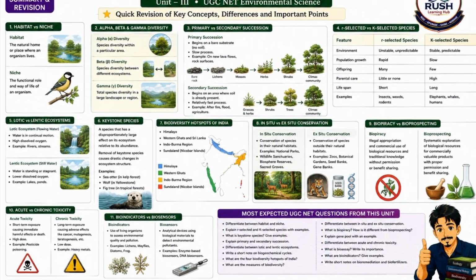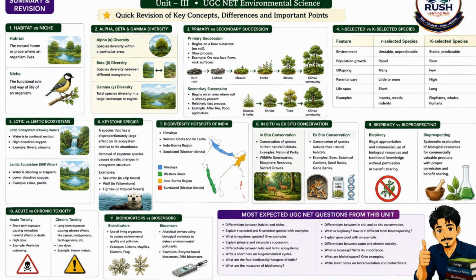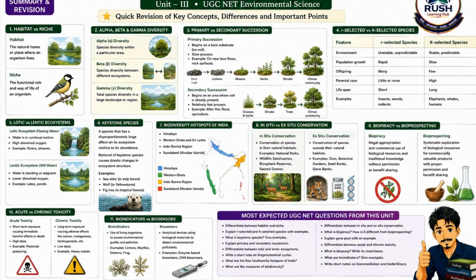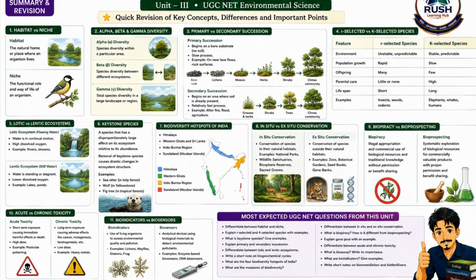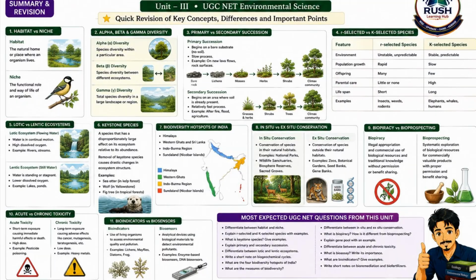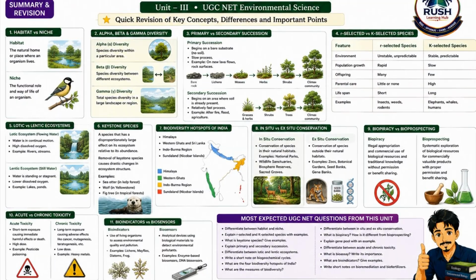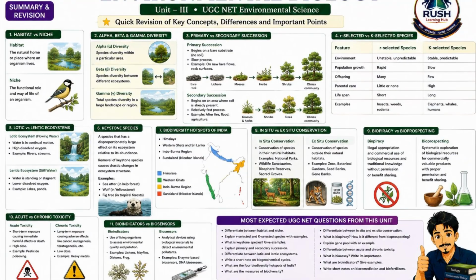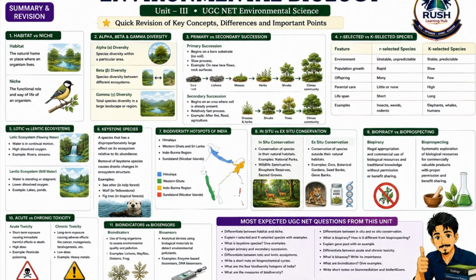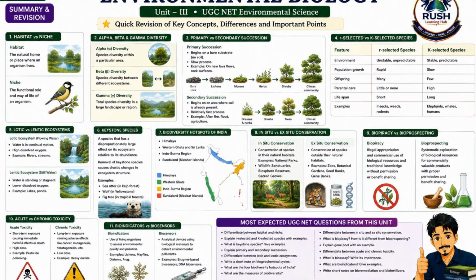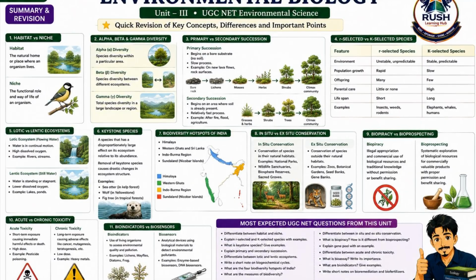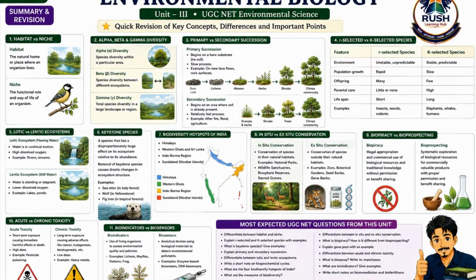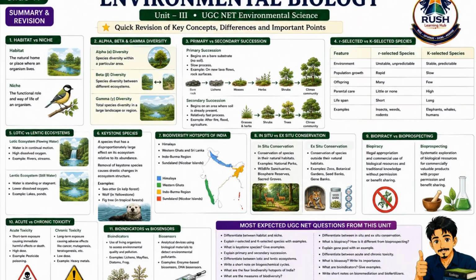From the examination perspective, special emphasis should be placed on habitat versus niche, alpha, beta and gamma diversity, primary versus secondary succession, R-selected and K-selected species, lotic and lentic ecosystems, biodiversity hotspots of India, in situ and ex situ conservation, biopiracy and bioprospecting, acute and chronic toxicity, and the applications of bioindicators and biosensors.